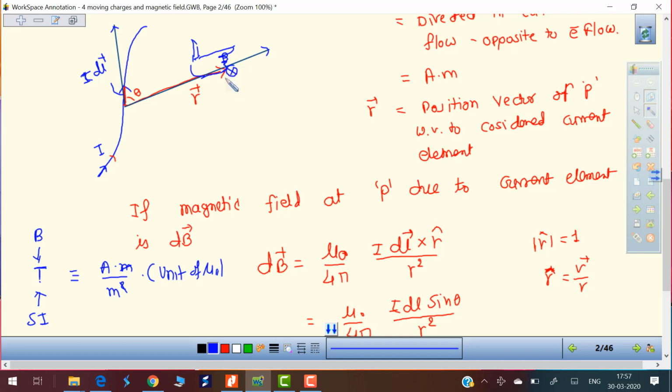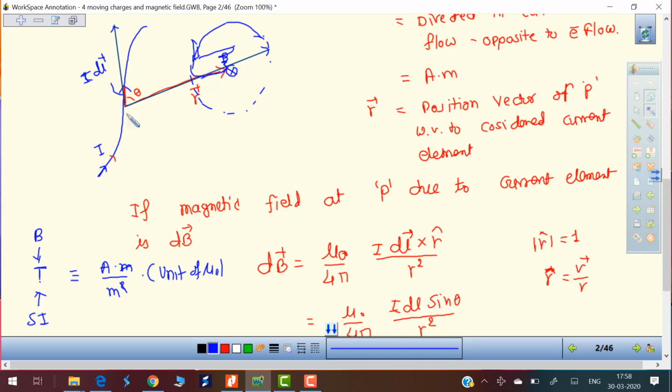You can use the screw rule also. You have to rotate your screw from the first vector to the second vector. The first vector is up, the second vector is to the right side. So when you rotate your screw like this, the screw is going inside. So this is the direction of B. You can use whatever you like.